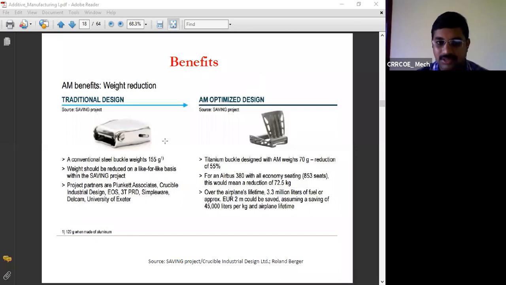The same function is satisfied for the customer. The reduction of weight is 55% when compared to the previous traditional manufacturing process or traditional methods. Combined, they have called it the AM optimized design and the traditional design.